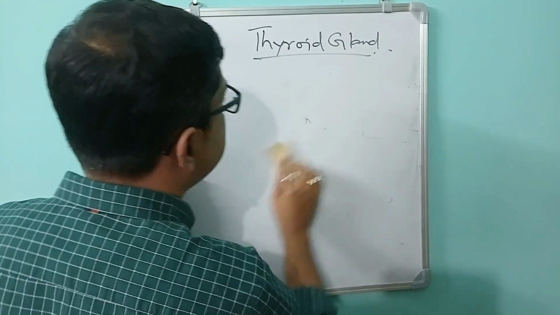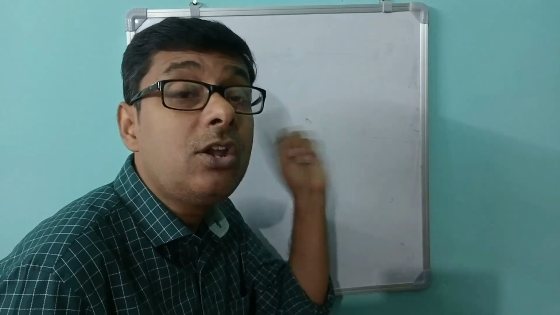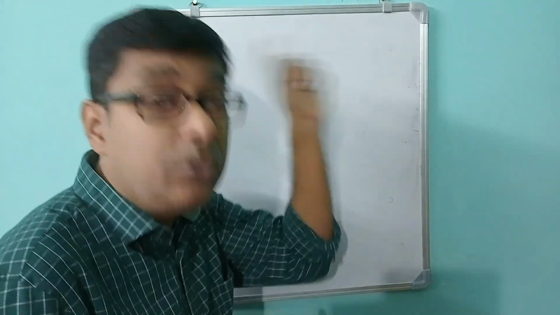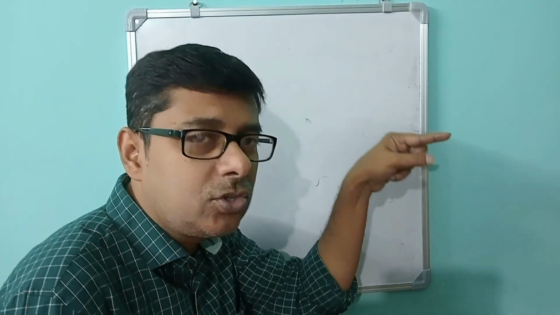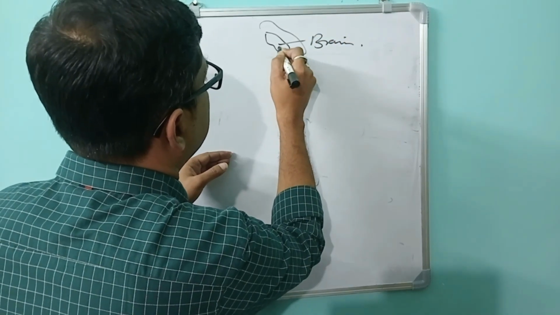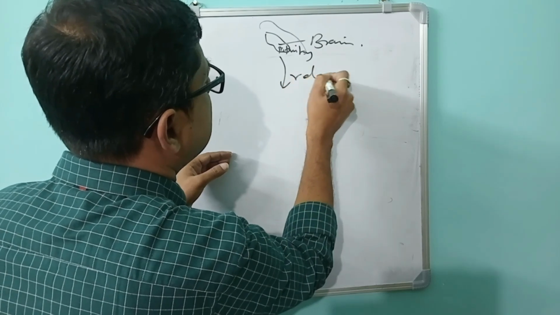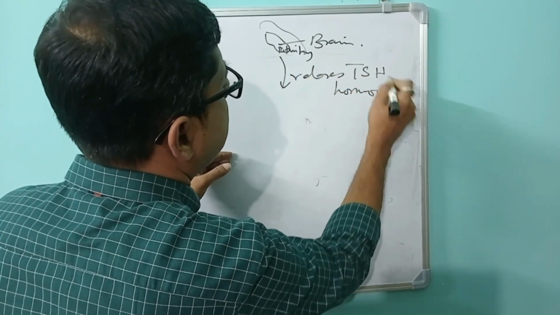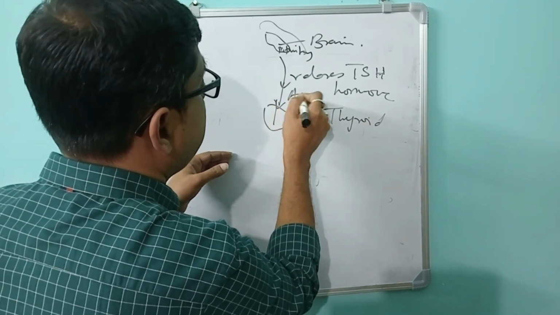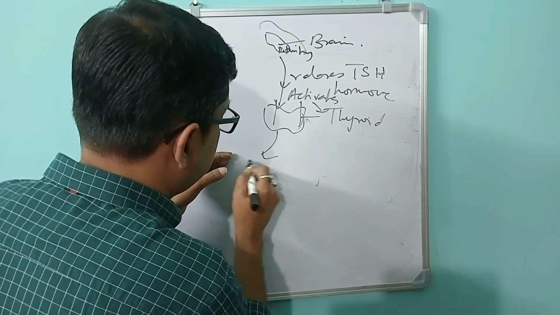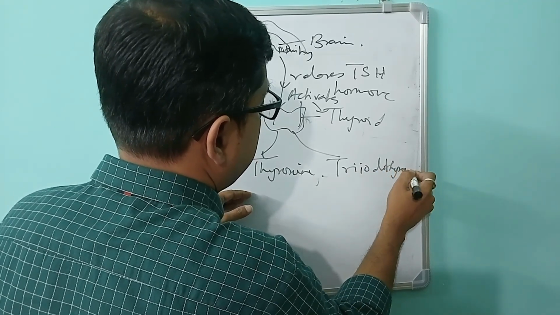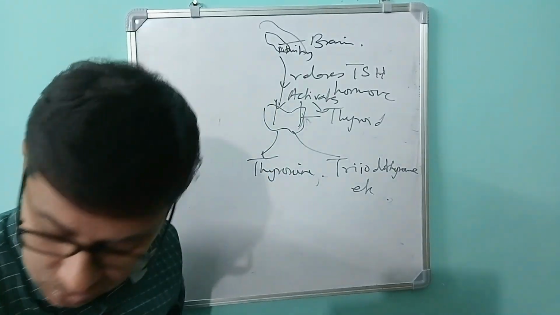Another thing which I discussed in the last class: this thyroid gland will release thyroxine and other hormones only when the pituitary gland releases TSH hormone, and that TSH hormone will come to the thyroid gland and activate it. So the last class also I told, the brain, the pituitary gland releases TSH hormone, thyroid stimulating hormone. Here is the thyroid gland, TSH hormone activates the thyroid, and then the thyroid releases thyroxine, triiodothyronine, calcitonin, etc. Clear? So this is one aspect.